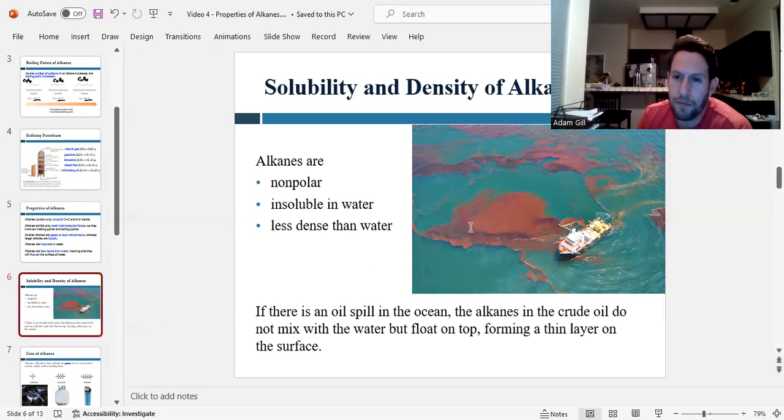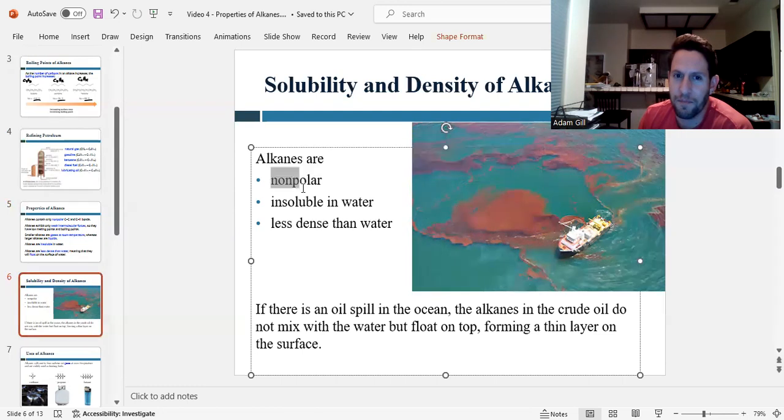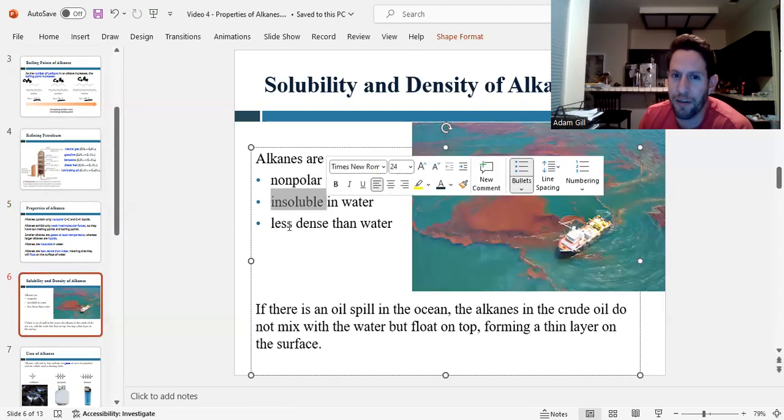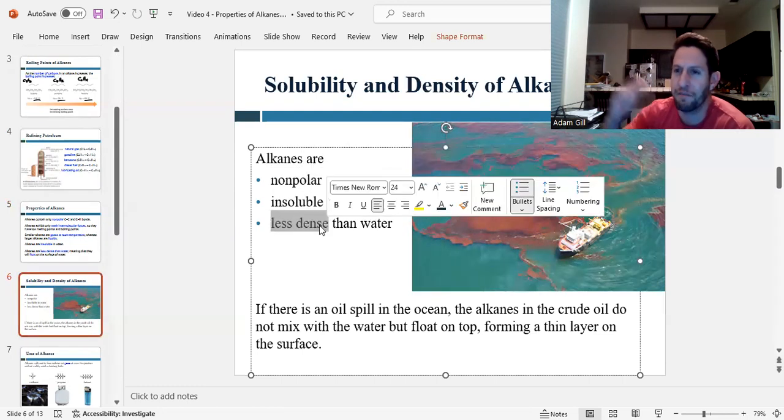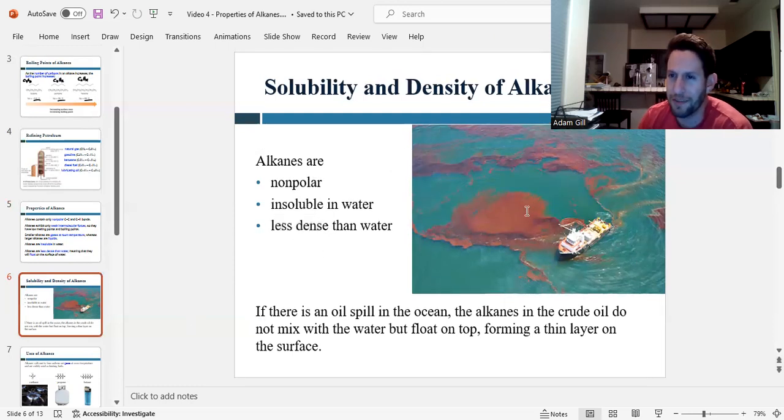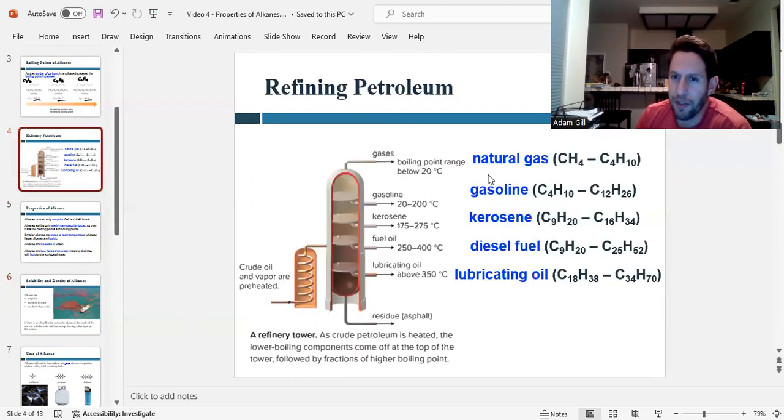Not that we're talking about oil spills in this class, but it's just an example of how alkanes are nonpolar. They're insoluble in water, and they're less dense, meaning that they float on water. So the oil spill was the perfect example to illustrate those properties. So now let's go back and look at these fractions in a little more detail.